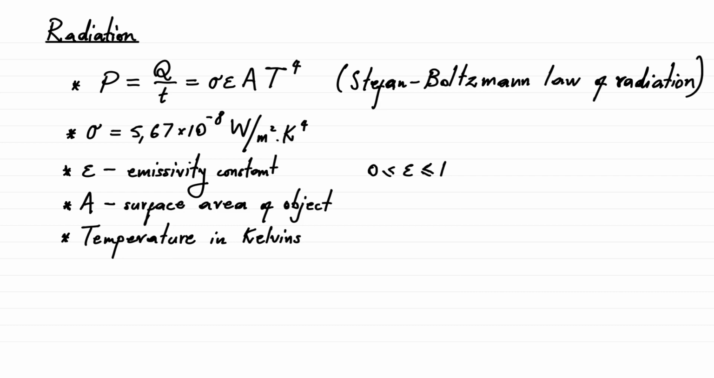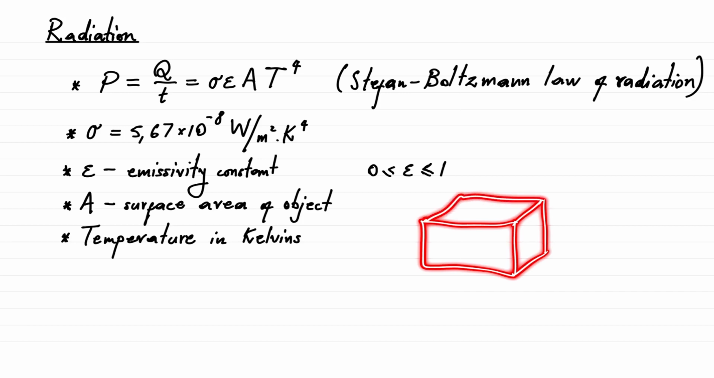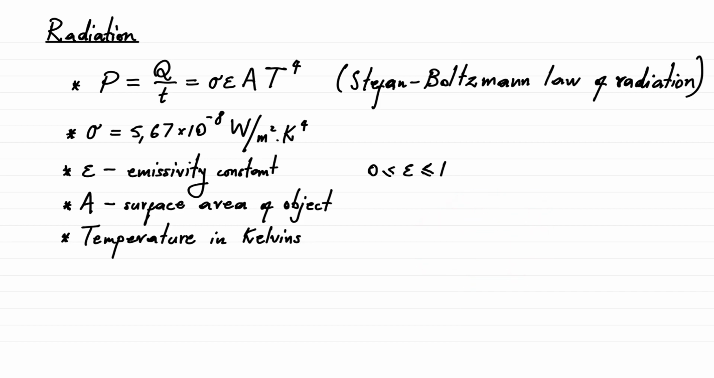Okay, and then the third symbol is A. Here A is the surface area of the object of interest. If we're interested in an object that is of this shape, kind of like a cube, then we would need to find the total surface area of the cube, because the cube will be emitting or absorbing from all angles and all faces. If our object is a sphere, then we would need to use the area of a sphere to calculate how much radiation, how well it absorbs radiation, or rather how fast it absorbs radiation.